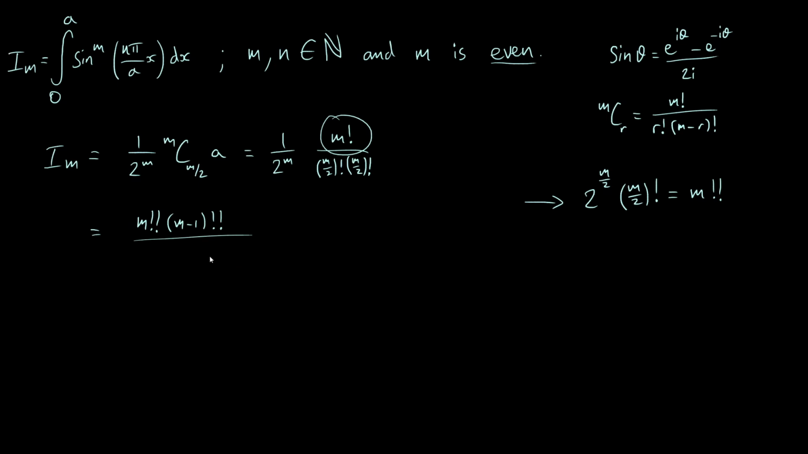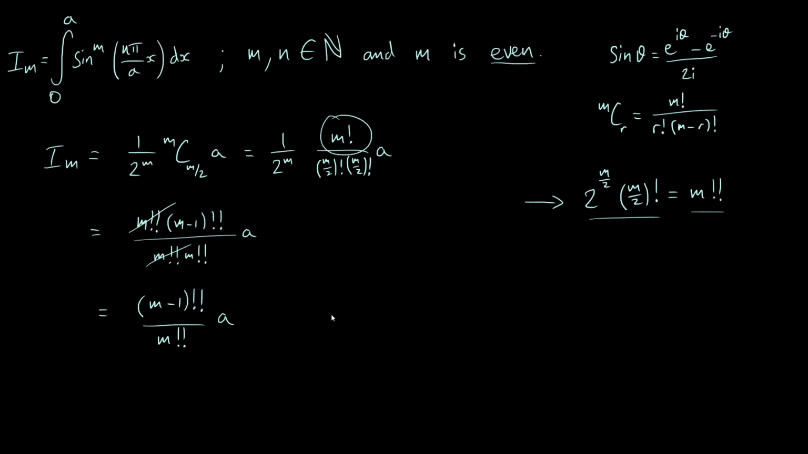Because 2 to the m is 2 to the m/2 times 2 to the m/2, what we've got on our denominator is this whole thing squared, which is just m double factorial times m double factorial, and then there's still this a sitting around. So what we can do is cancel one of the m double factorials and find that this is (m minus 1) double factorial over m double factorial times a. Okay, so there you go.